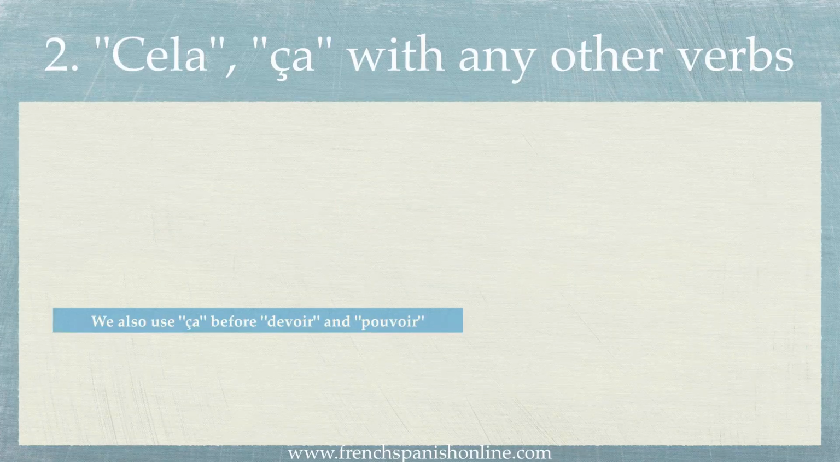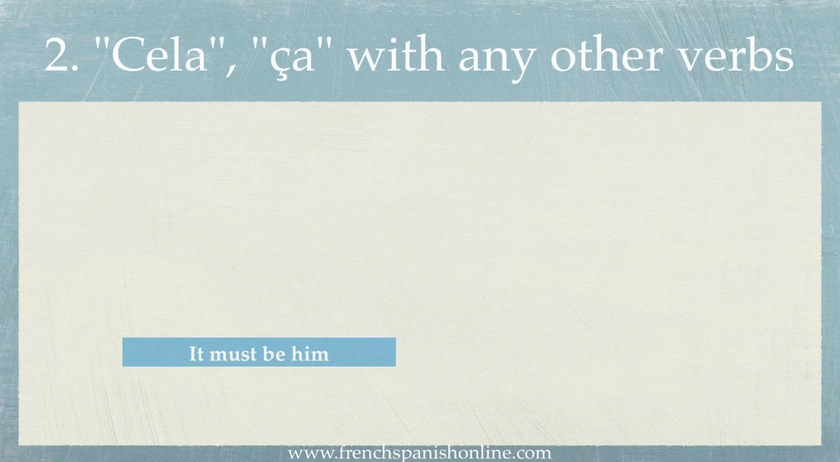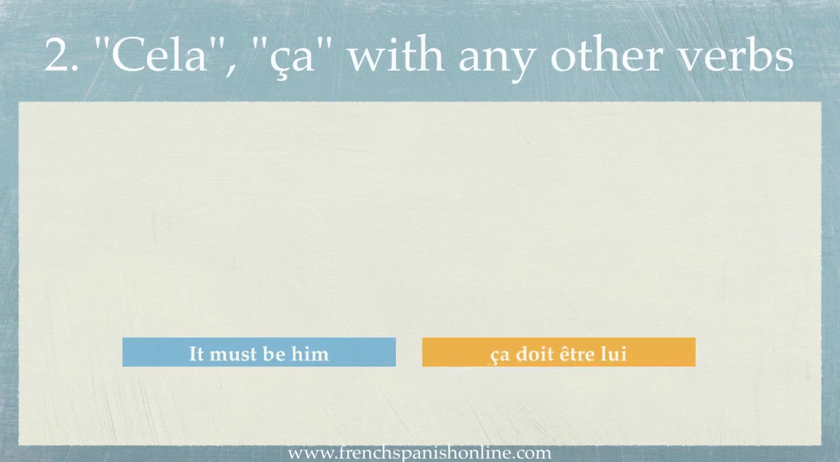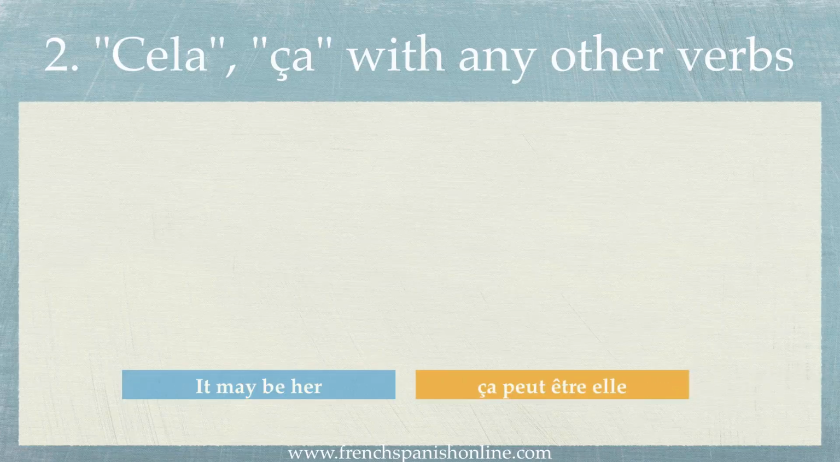And again, we also use ça before devoir and pouvoir. Actually, it means that with the verb devoir or pouvoir, you can use both ce or ça. It's up to you. The same example as before, it must be him. So you remember that you can say ce doit être lui, but you can also say ça doit être lui. And the same thing for it may be her, ça peut être elle. So with these two verbs, we have the choice.